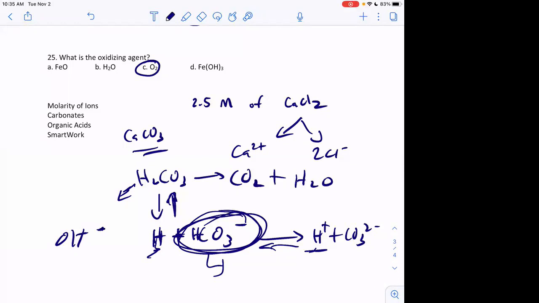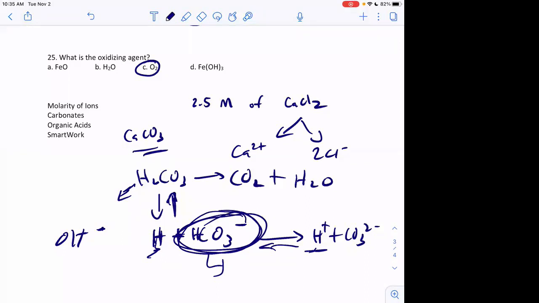We'll learn about buffers in Gen Chem 2. This is basically what a buffer is. It has the ability to neutralize an acid or a base. And that's critical for your blood because the pH has to be in a very narrow range. I always forget what it is. It's like 7.43, something right in there.